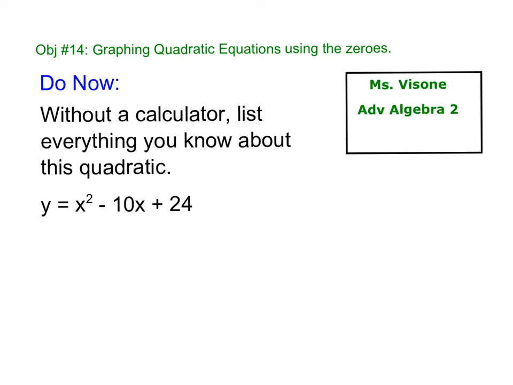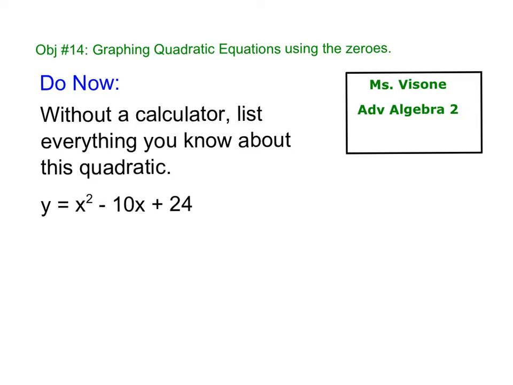Hey everyone, so today we are going to focus on graphing quadratics again, but we're going to really focus on the zeros and the vertex and some symmetry issues instead of using a table, because using the table is a little tedious and unnecessary most of the time because we can just use the other information we have. So let's start by looking at that equation, y equals x squared minus 10x plus 24. I want you to pause the video and write down everything you know about it.